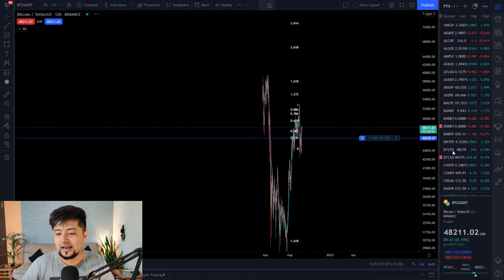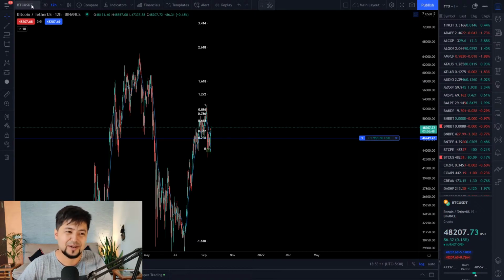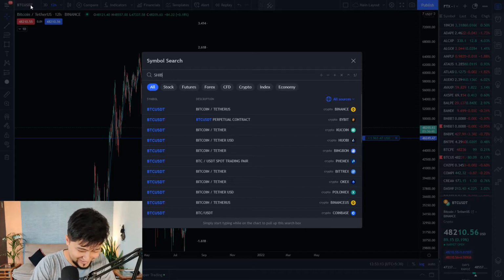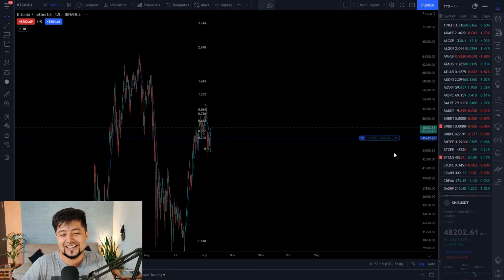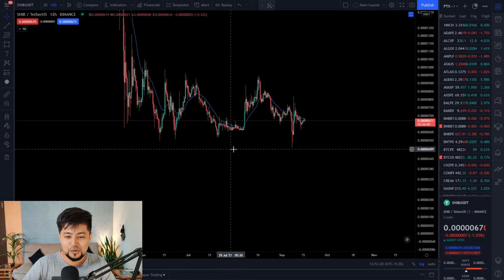Okay, with that said, let's talk about, I don't know, guys, Shiba Inu. Let's see what the doggy coin does. The most wrecked dog coin.